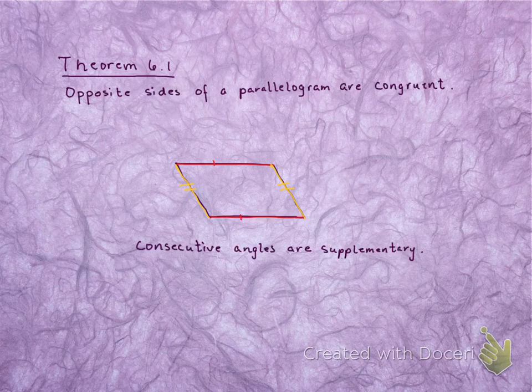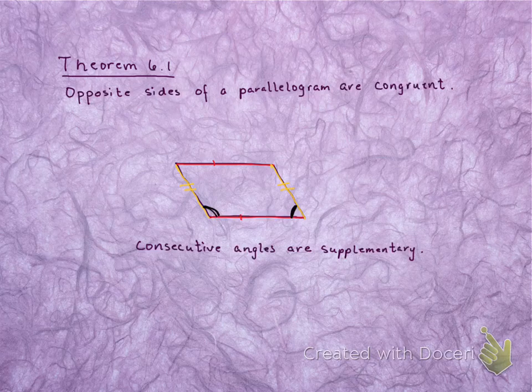Now if this was a rhombus, which is a special type of parallelogram, all four sides would be exactly the same length. But generally speaking, in a parallelogram, you can just say opposite sides are congruent. Now we can talk about consecutive angles. The word consecutive means next to each other. So if I wanted to look at consecutive angles, this angle right here is consecutive to this one down here, those two base angles.